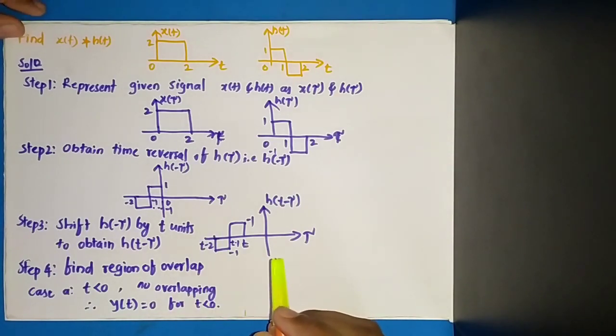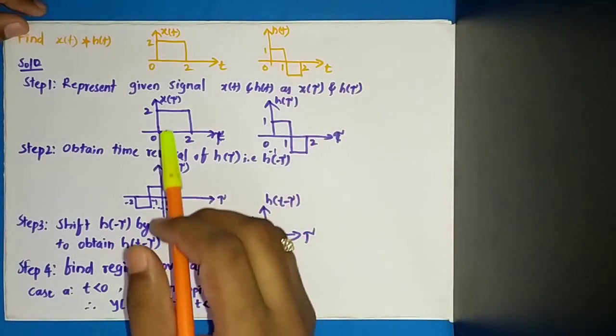Convolution of continuous time signals is called the convolution integral, and convolution of discrete time signals is called the convolution sum. We know that already, it has been discussed in the previous lectures. So straight away I will start with the step by step solution for the given problem.